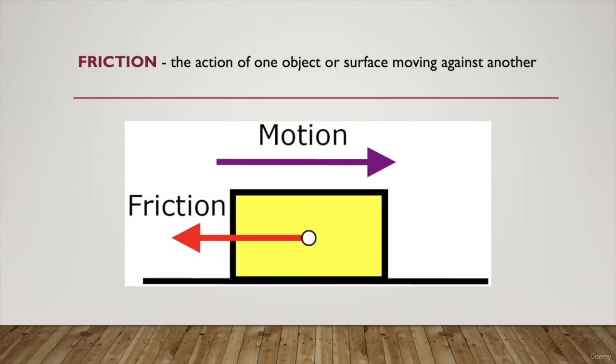The next word is friction, which is the action of one object or surface moving against another. For example, if this box moves along the surface this way, if it moves to the right, there's the force of friction happening between the surface and the box.